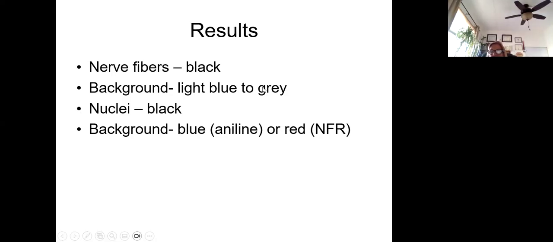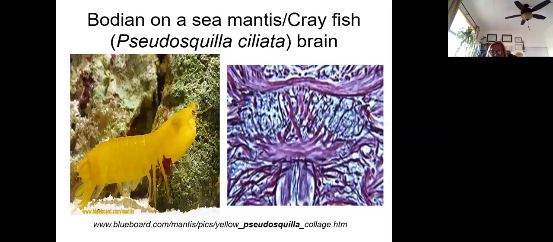And that's from differentiating out the hematoxylin solution, the protargal. Your nuclei are going to be black. Your background will be blue, or red, depending upon whether you've used aniline blue or NFR. Okay.